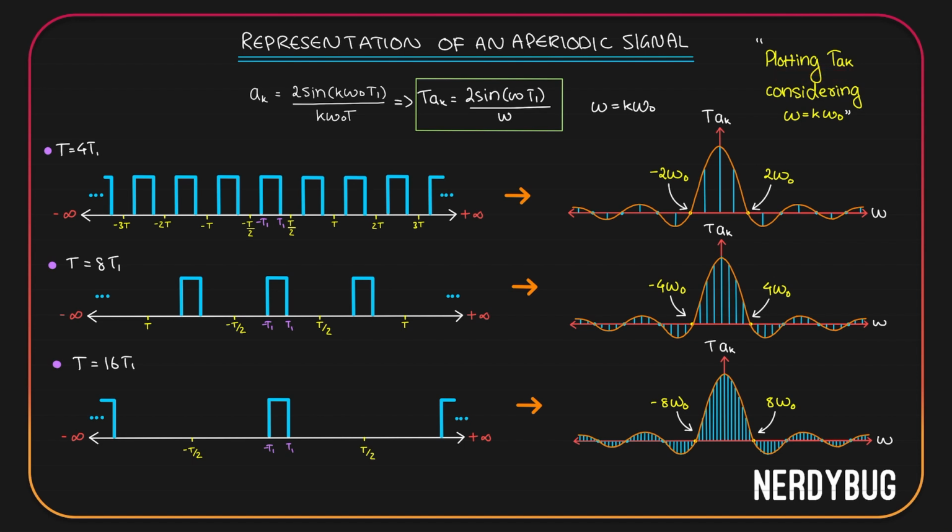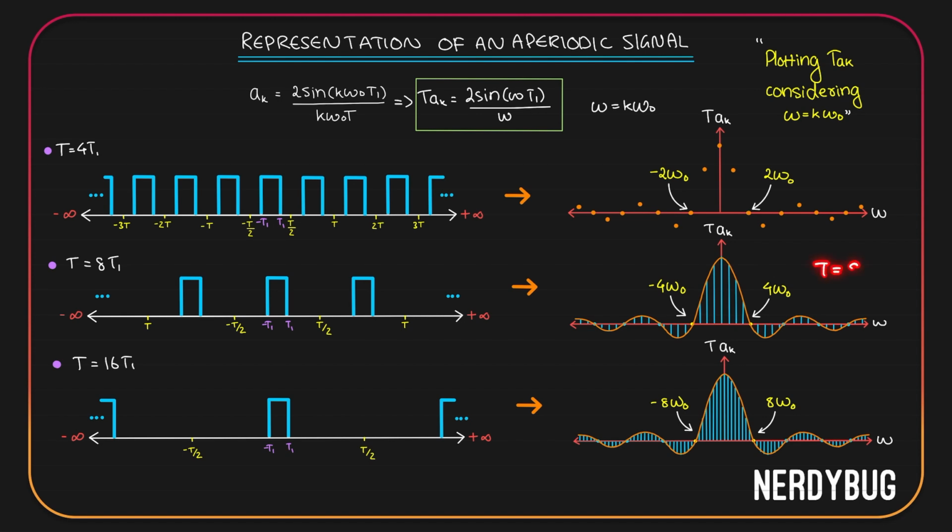Plotting TAK considering omega is k omega naught. If we apply that in the first case where t is equal to 4 t1, where TAK can only take values at these discrete points shown over here, it will look like this. To get a better view, let us remove the plot of AK from this graph. So this is how TAK will look like.